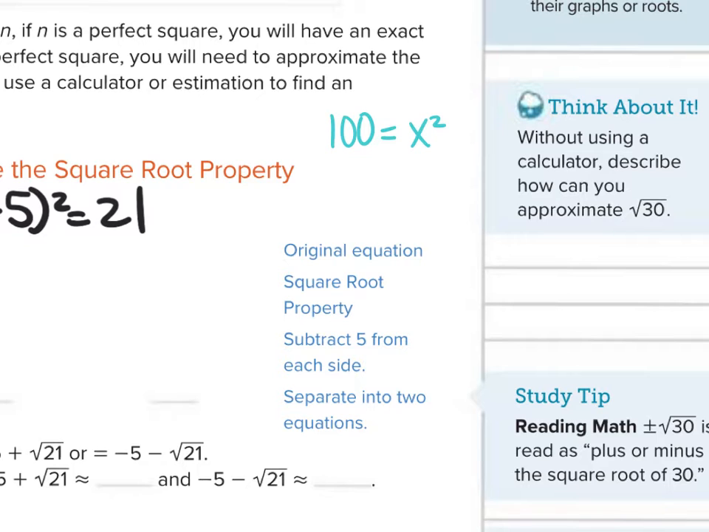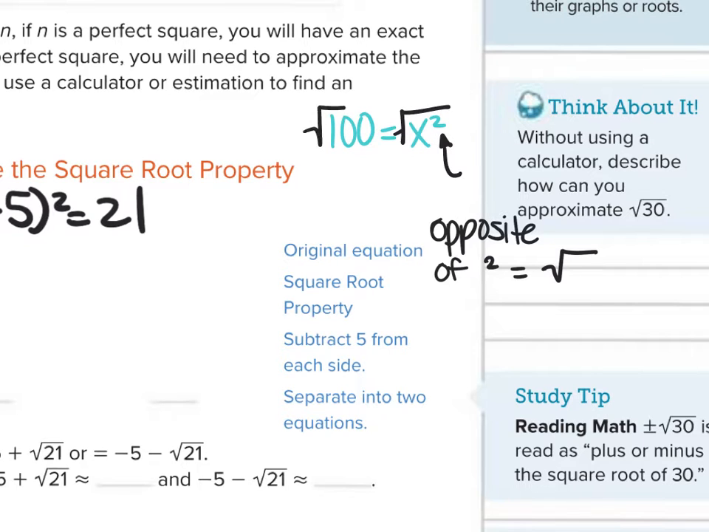If you want to solve for x, does anyone know what is the opposite of squared? The opposite of squared is the square root. So we can undo that, like usually with equations we undo by doing the opposite, right? So I can undo that by taking the square root of both sides. We did that square rooting a while back. What's the square root of 100 then? That means what number times itself equals 100? 10.